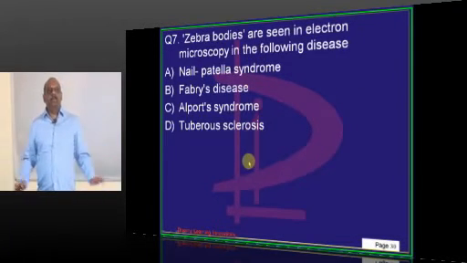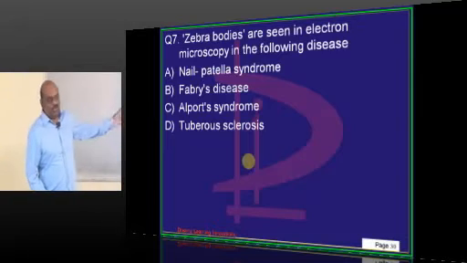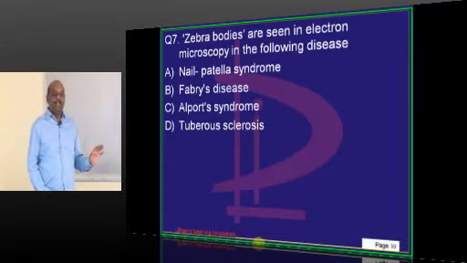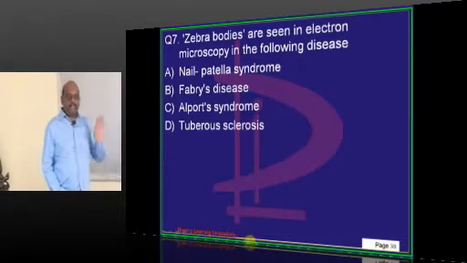Where do you see zebra bodies? Actually, this is an old question. But this does not come under the traditional topics.